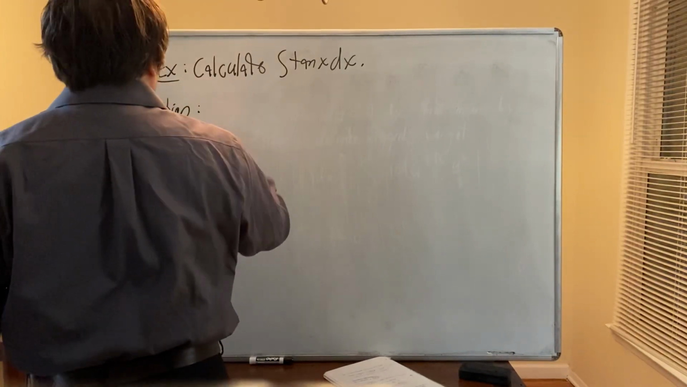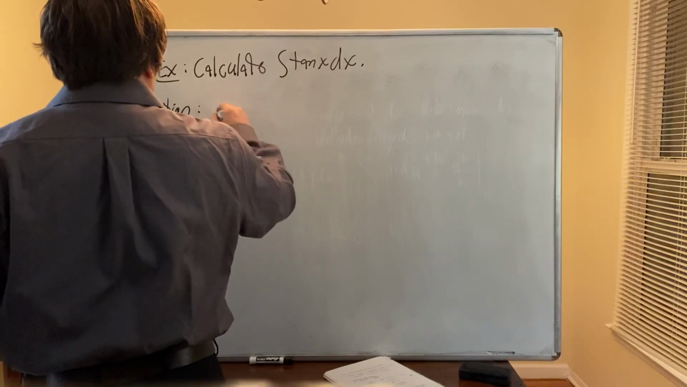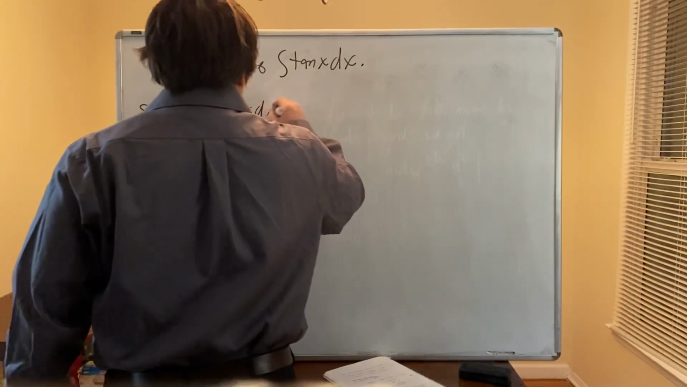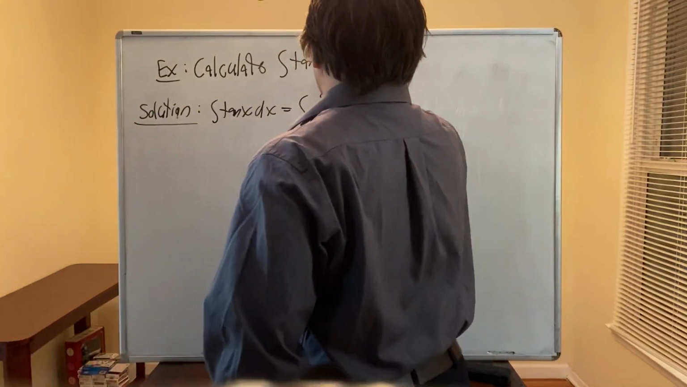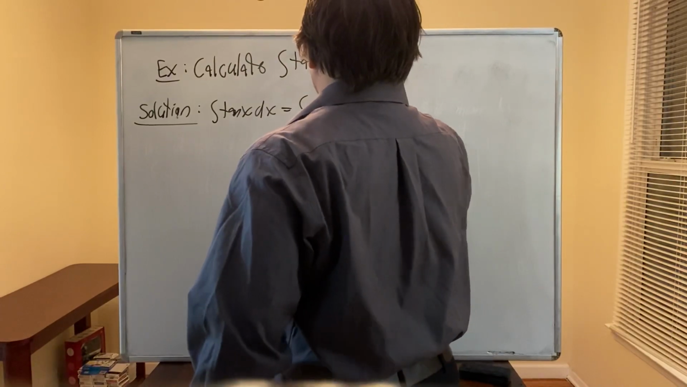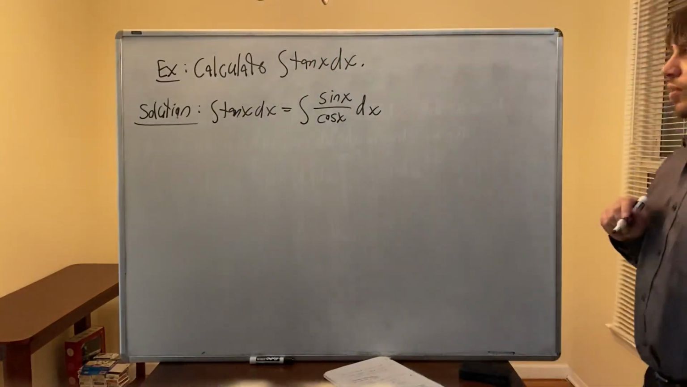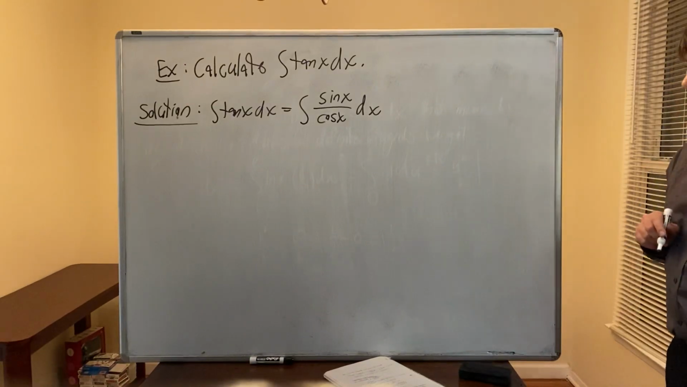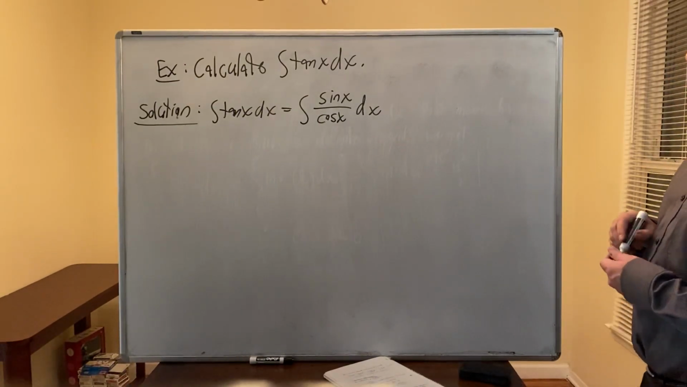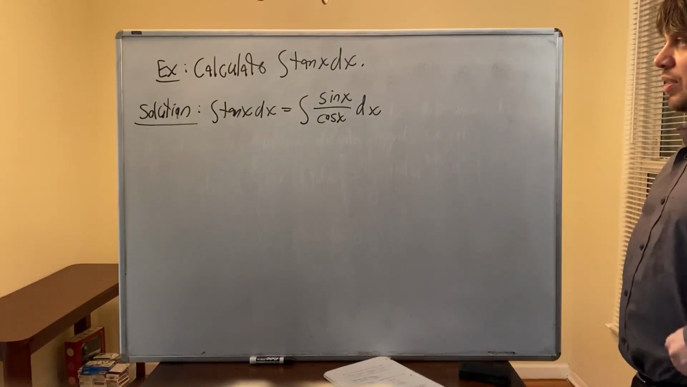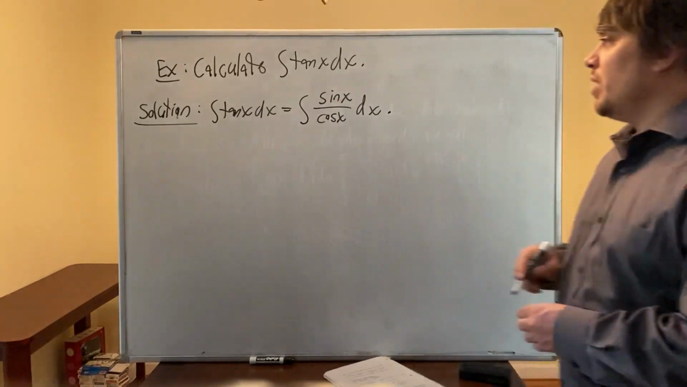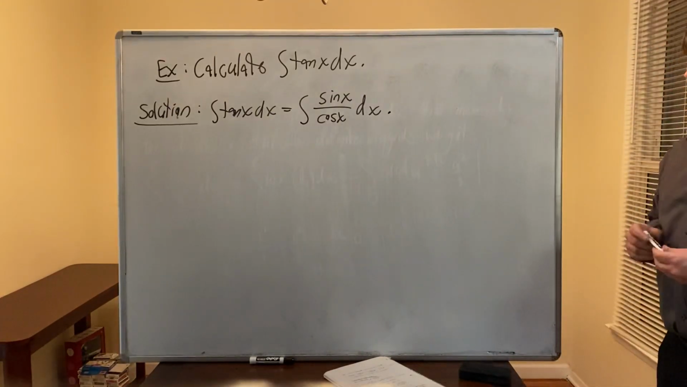Okay, the integral of tan x dx is equal to the integral of sine x over cosine x dx, right? Tan x is sine x over cosine x. So the integral of tan x dx is equal to the integral of sine x over cosine x dx. And so we're going to use u substitution here.